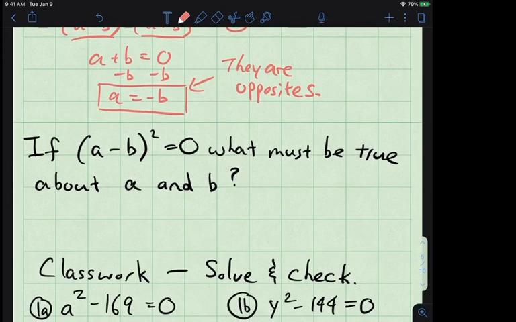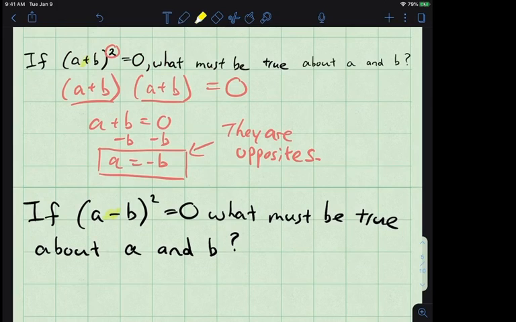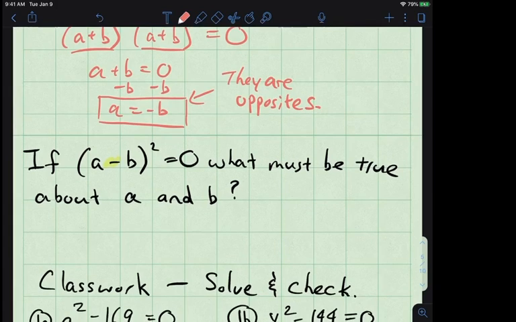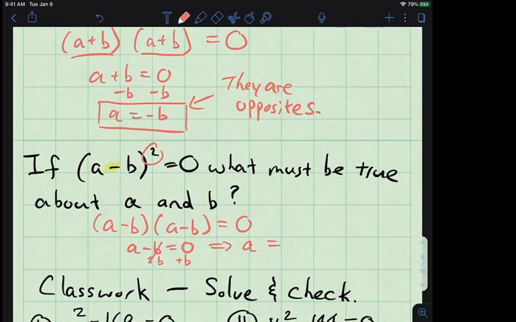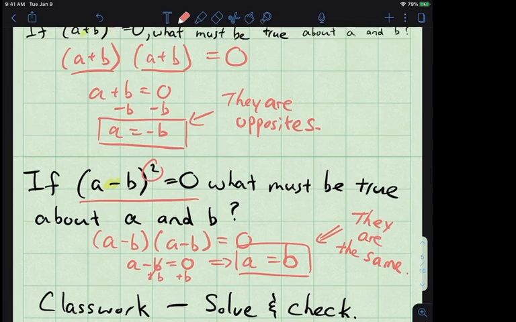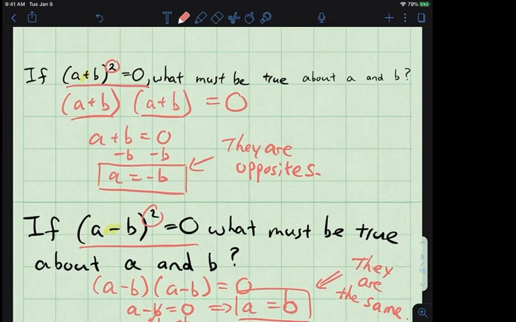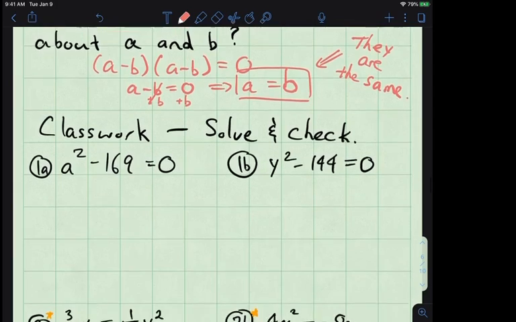For the second discussion question, it's very similar, but now notice the minus and plus difference. So when a minus b squared equals 0, what must be true about a and b? We can go through a similar procedure, reminding ourselves what squared means. Solve this equation now, which means we add b to both sides. These go away, giving us a equals b. They are the same. So now if we can identify patterns like this, we know that the answers must be the same, and up here we know that for this kind of pattern, where we have a plus b squared, they must be opposites.